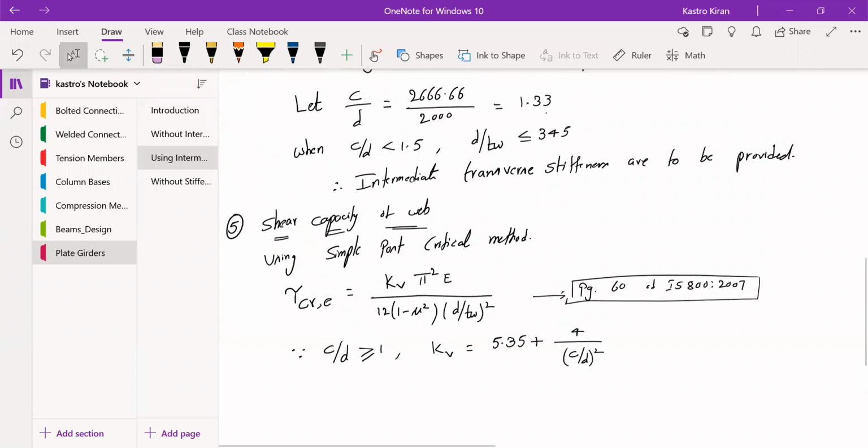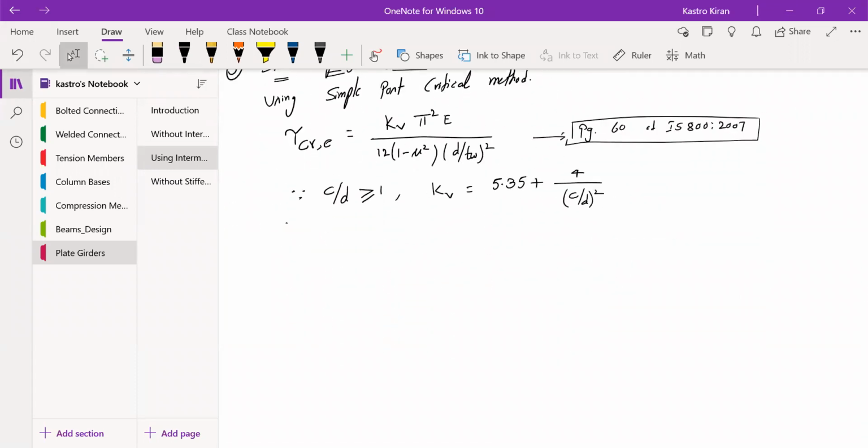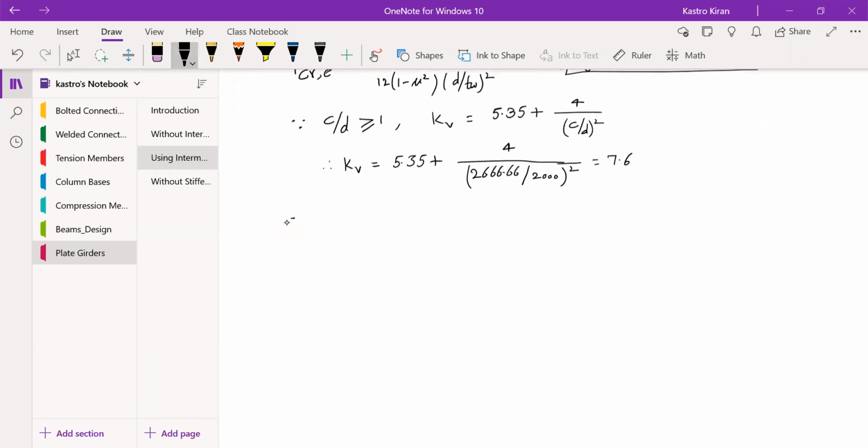We have got C by D as 1.33, which is greater than 1, so from this you find the value of kV. Therefore kV equals 5.35 plus 4 divided by C by D whole square, where C is the spacing of the stiffeners, which is 2666.66, divided by the depth of the web, which we have increased to 2000, squared. If you solve this, kV is obtained as 7.6. Substitute all these values in tau CRE to get the elastic critical shear stress.